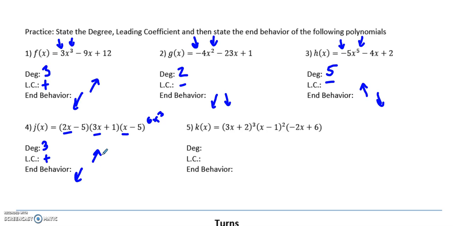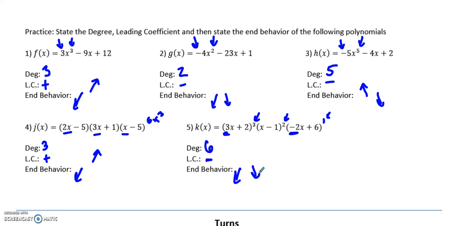It hasn't been reflected. Lastly, when I look at this guy, I've got a third power, a second power, and a first power, which all adds up to a 6-degree polynomial. And if I multiply these guys out, I have 3 to the third times this negative 2, which just gives me a negative number. That's all that matters. I'm a reflected even degree polynomial. Since it's even, it is going to be same. And in this case, since it's reflected, it's down, down.